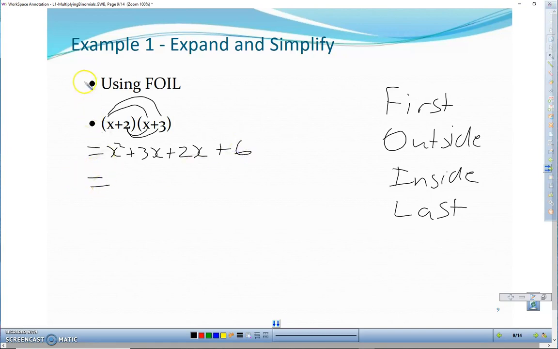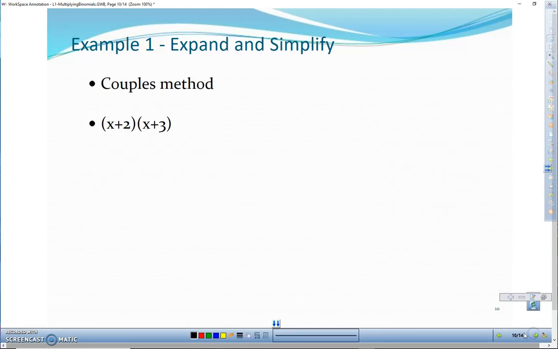So we've expanded, and now we need to simplify, collect like terms. X squared, 3x plus 2x is plus 5x plus 6. This is my, I guess, out of the 3 options, this is my second favorite, but it does have its limitations. The third and final one is what I call the couples method.